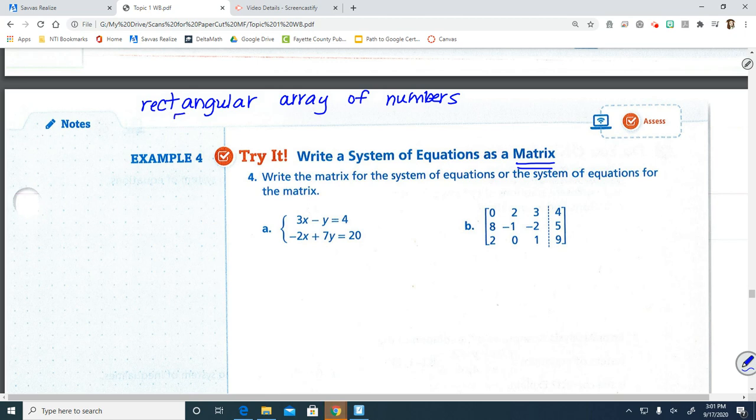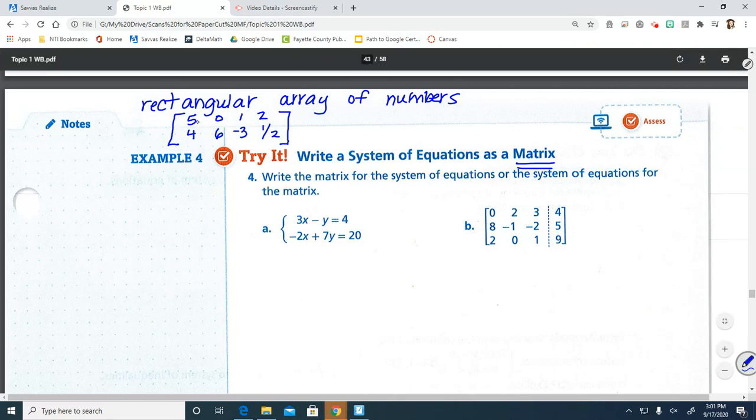For example, let me show you a matrix like 5, 0, 1, 2, 4, 6, -3. And you can also have fractions in there. Any types of numbers can go into a matrix. They probably need to be rational, though. Okay, so a rectangular array of numbers put into a rectangle. That's what a matrix is.